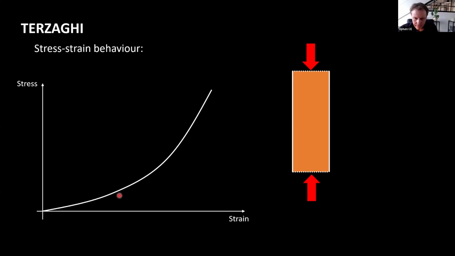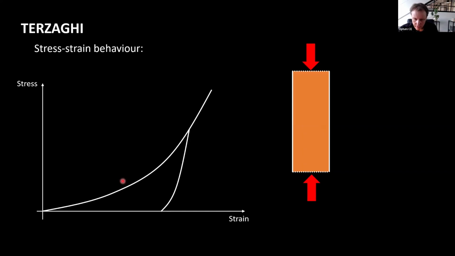The more you compress it, and you can also plot. So, and this is also an important point, this is a loading branch. If you were to unload, it would happen something like this. So there's a big difference between loading and unloading in terms of stiffness. So this is how it would typically look.